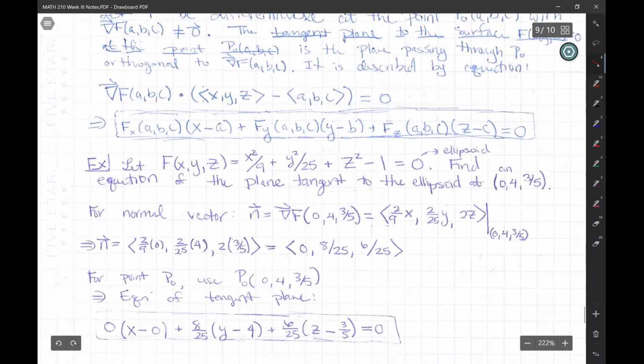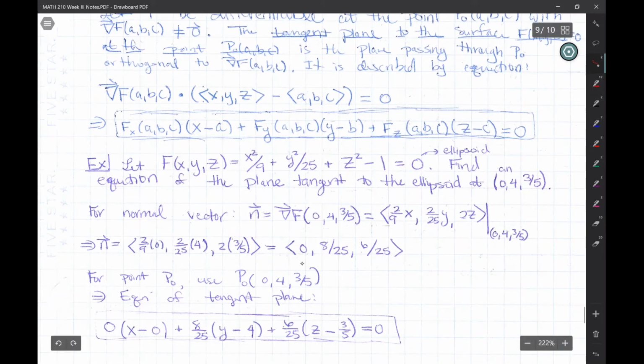So let's take a look at a concrete example. Here we have the function of 3 variables given by this, and setting it equal to 0, we get an ellipsoid, right? So if you move the 1 to the other side, you could clearly see that's an ellipsoid. And we want the equation of the plane tangent to the ellipsoid at this point here, okay? And you could definitely check that this point lives on the ellipsoid surface there. You could just take this x, y, and z and plug it in here, subtract 1, and you'll see that it should equal 0, so that indeed it is on that surface.